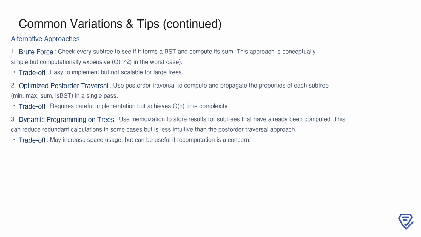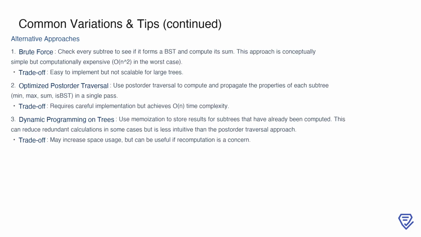When it comes to alternative approaches, the brute force method is one option. This involves checking every subtree to see if it forms a BST and then computing its sum. While this method is conceptually straightforward, it has a time complexity of O(n squared) in the worst case, making it unsuitable for large trees. The trade-off is that it's easier to implement but lacks scalability. A more efficient approach is optimized post-order traversal, where you compute and propagate properties like the minimum, maximum, sum, and whether the subtree is a valid BST, all in a single pass. This method achieves O(n) time complexity but requires careful implementation to get all the details right.